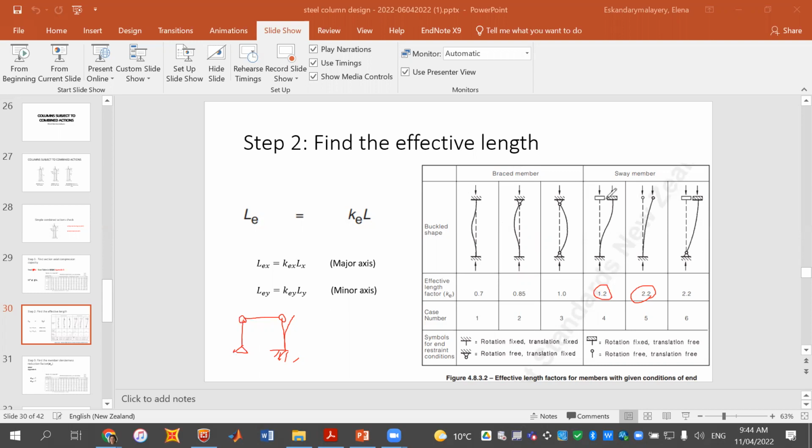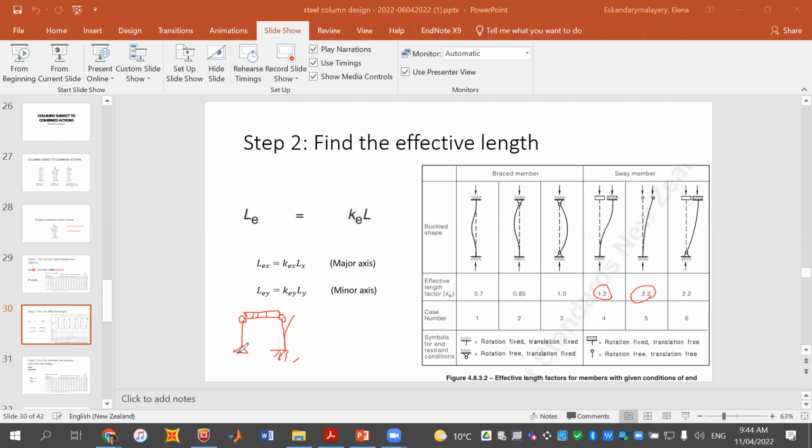Sometimes we consider that the floor is a rigid floor, but it is in a case that you have a rigid floor here, but if you have a truss here, it is not a rigid floor. So when it moves, it will be like a free end. So we will consider 2.2 for this case.